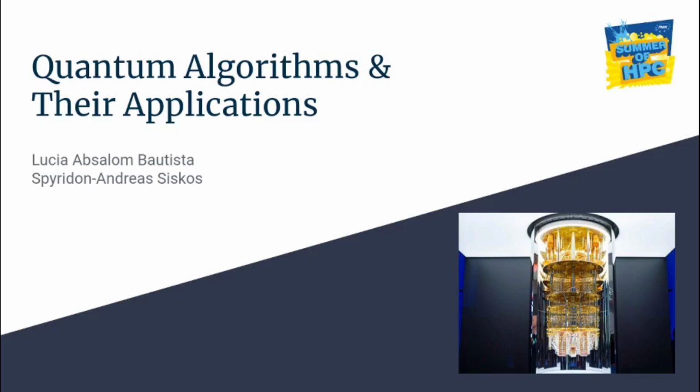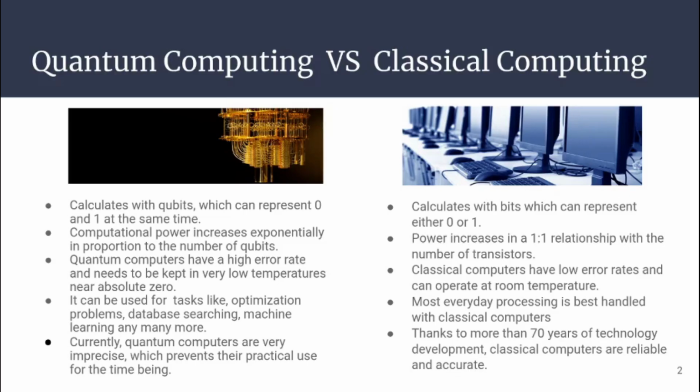In this video, we're going to try to make a summary of our PRACE Summer of HPC project titled Quantum Algorithms and Their Applications. First, we want to highlight the importance of quantum computers by making a comparison with classical computers. The main differences between them are described here, although the most striking one is the use of qubits in quantum computers, a quantum system that can express states 0 and 1 at the same time, so we can process more information with qubits than with normal bits, enabling quantum computers to do certain calculations much faster than conventional computers.